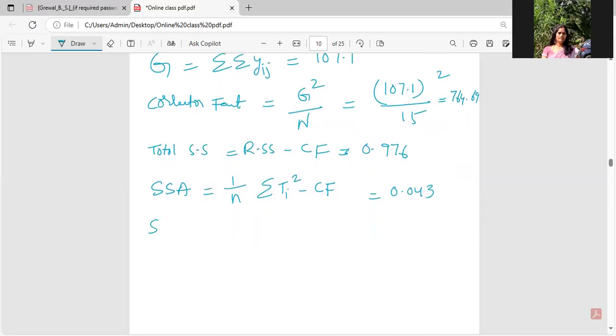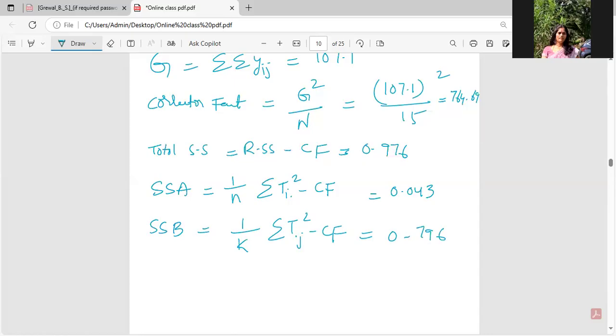Similarly, I'll be calculating SSB, which is equal to 1 by K. Of course, H and K only I think I have taken. Yeah. 1 by K summation T dot J squared minus CF is what I will do, which I will get to be 0.796.